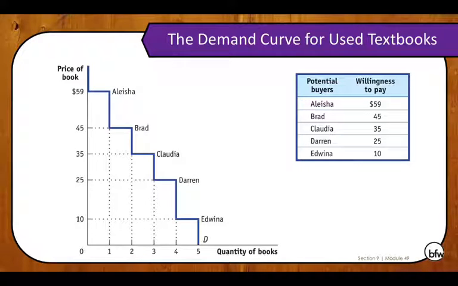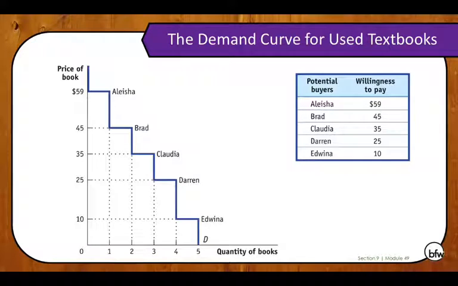Now, suppose several consumers are looking to buy a used textbook. You're in college, you go to the bookstore, and you're going to buy a used textbook. So here, we ask each student the maximum price he or she would pay for the textbook. And the answers are recorded in the table on this screen. Economists refer to this maximum price as the consumer's willingness to pay.